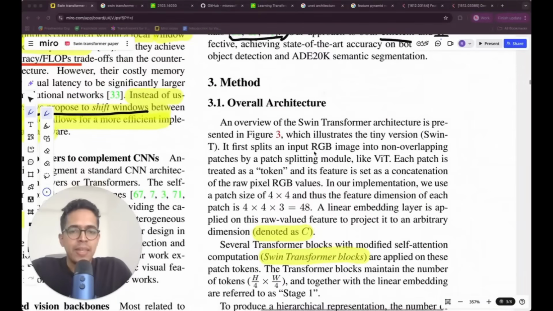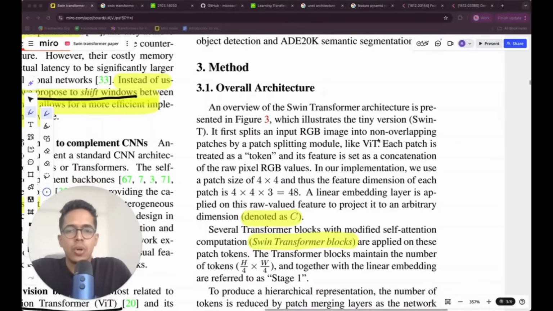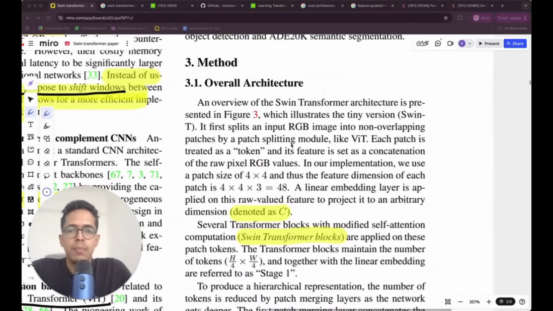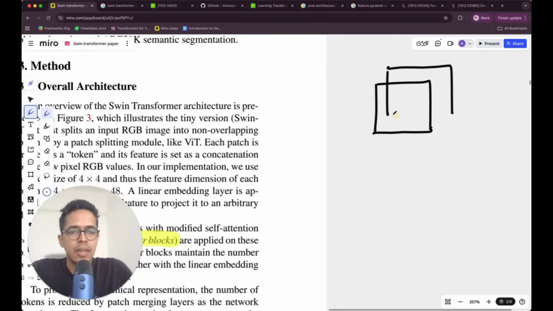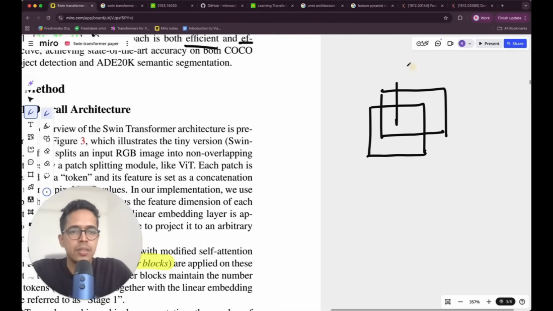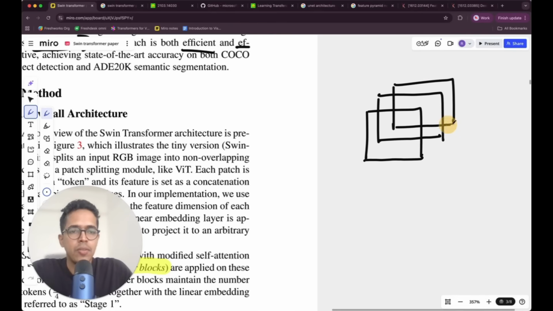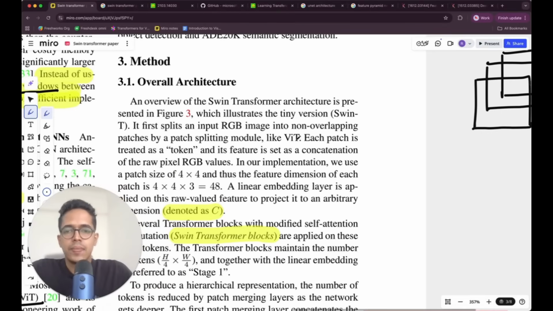It first splits an RGB image into non-overlapping patches by a patch splitting module like Vision Transformer. So basically an image of, let's say, 224 by 224 by 3, because there are RGB channels, is split into patches. So this is one image. One patch will be just like a small section covering all the 3 channels. Each patch is treated as a token.